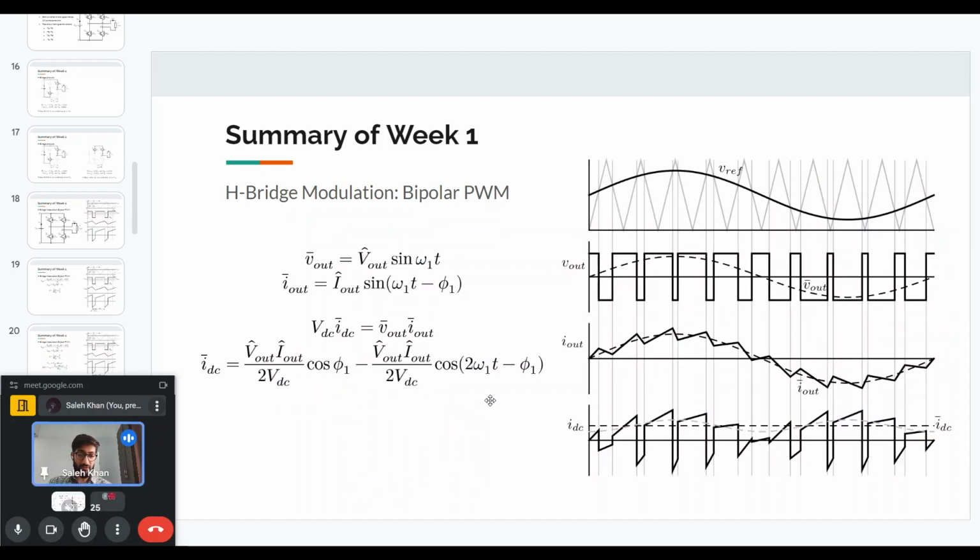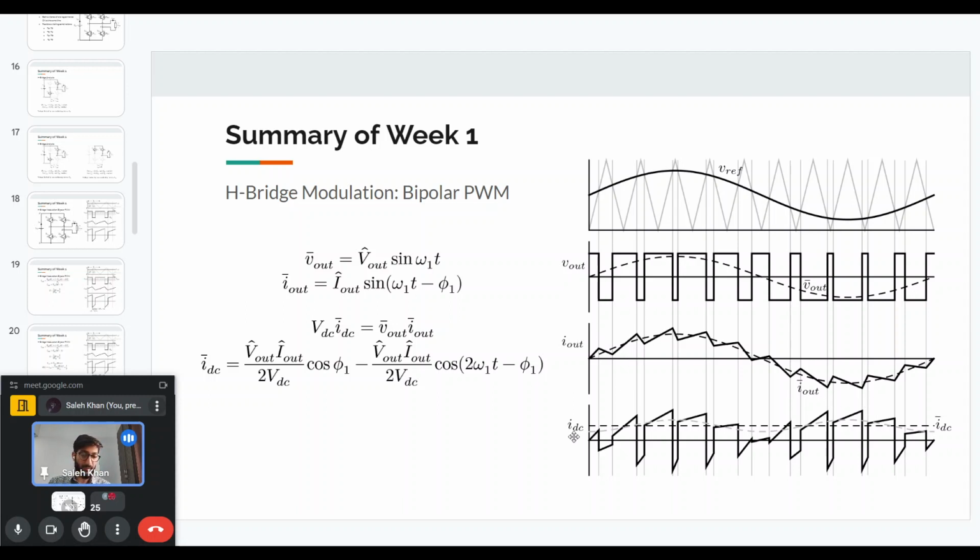And we can also see how the output voltage, output current waveform, and the input DC voltage, DC current waveform will look for a sinusoidal output. Basically, what we can see is that when the output voltage is positive, the inductive load current will rise, and when it is negative, the load current will fall. That leads to a current which has a sinusoidal average shape, but it also has a high frequency ripple on top of that sinusoid.